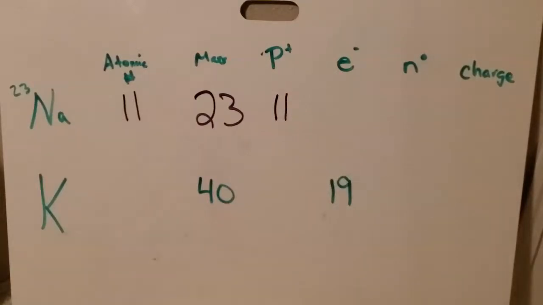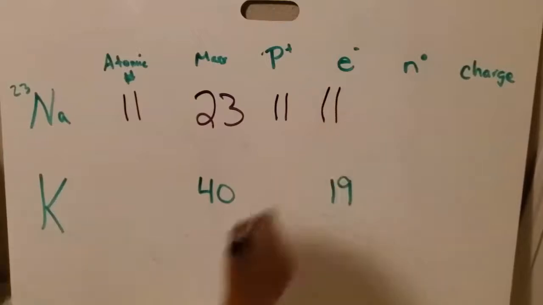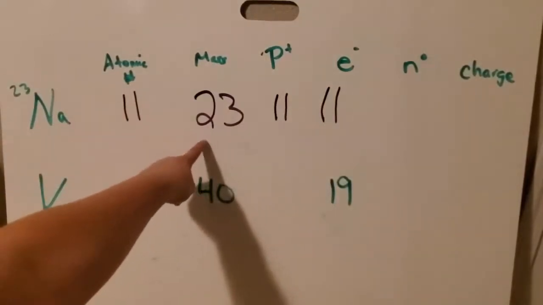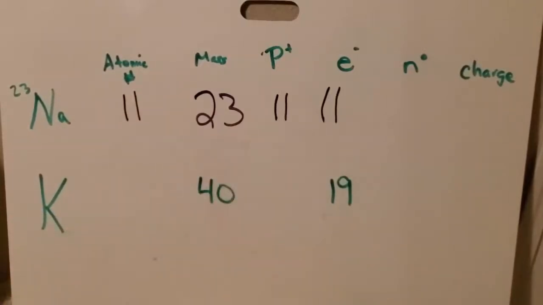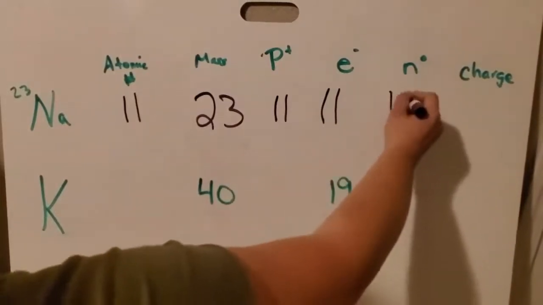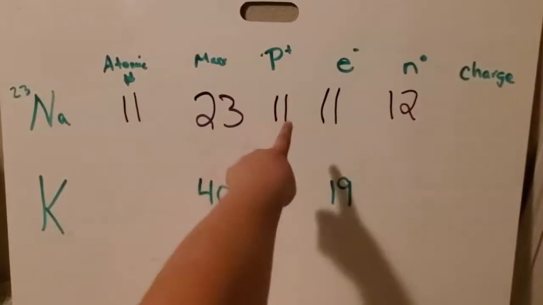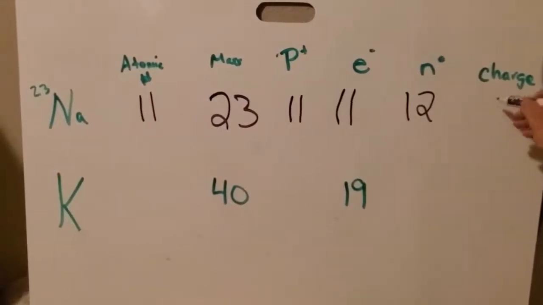And then it asks us for electrons, neutrons, and charge. So for electrons, I would assume you have the same number as protons. So 11. Neutrons, we're going to have to do some math. So we know our mass is protons plus neutrons. And then we have this many protons. So if we subtract, we can find the number of neutrons, which is 12. And then charge. Well, charge is equal to protons minus electrons. So 11 minus 11 gives us a charge of 0.